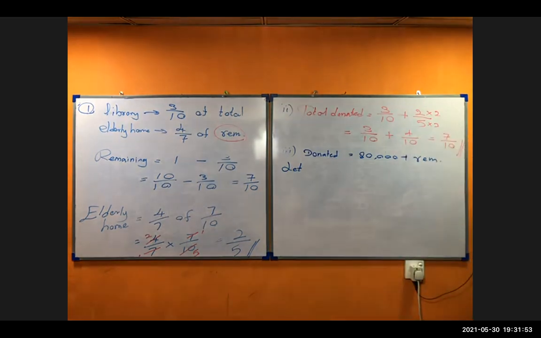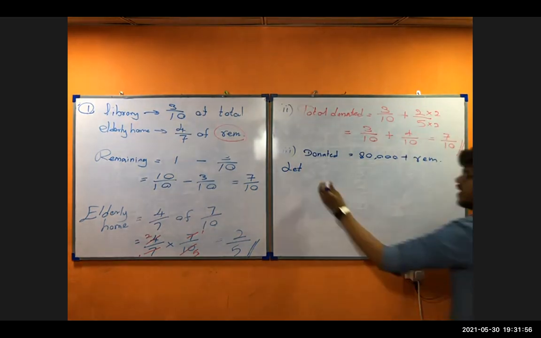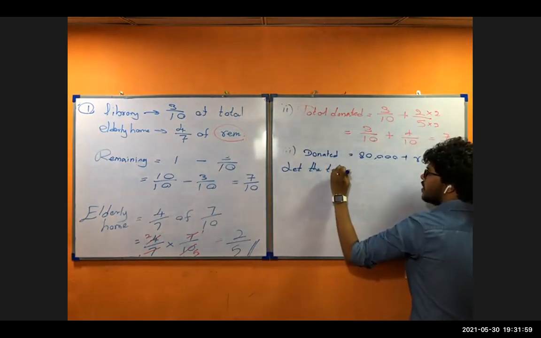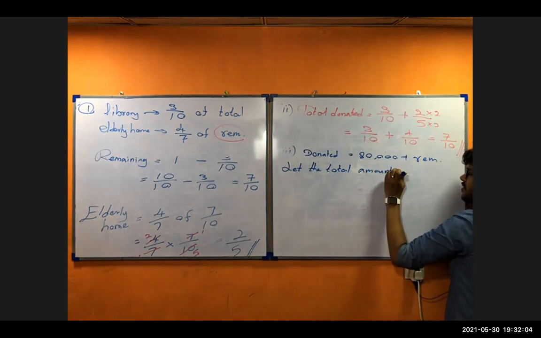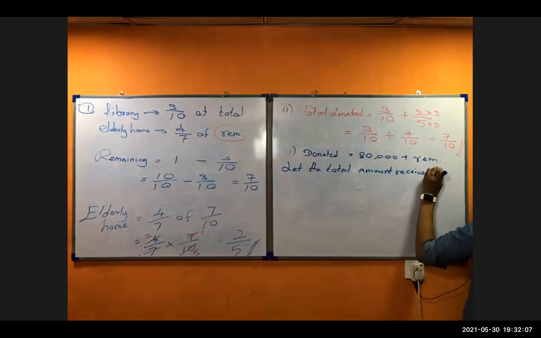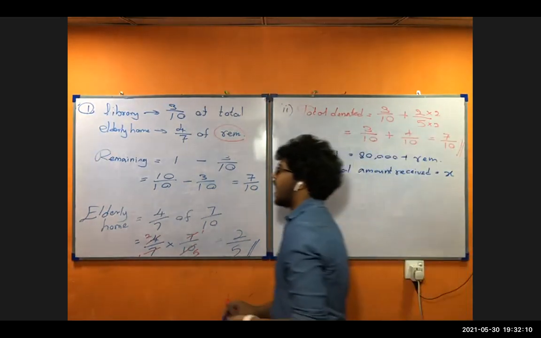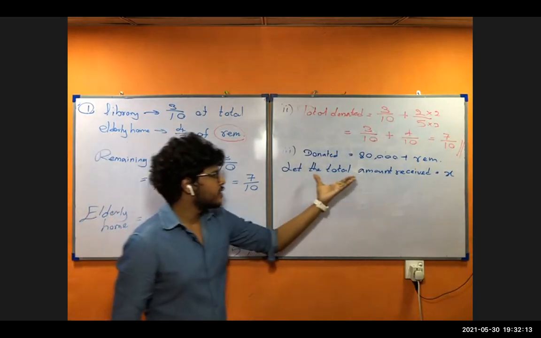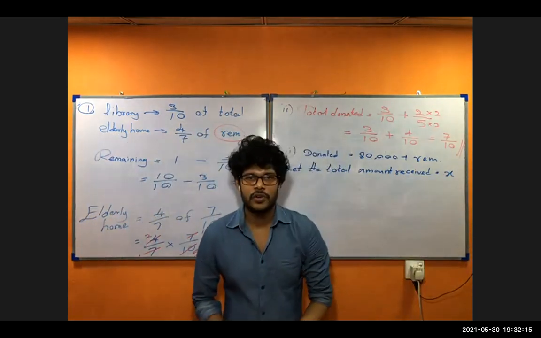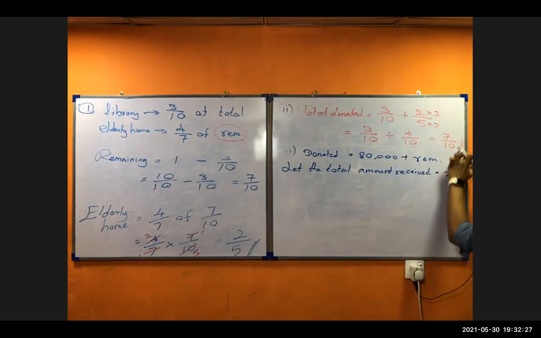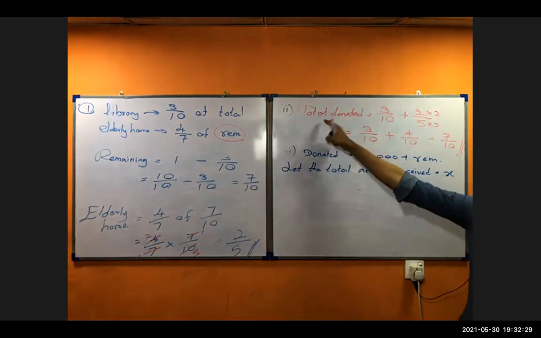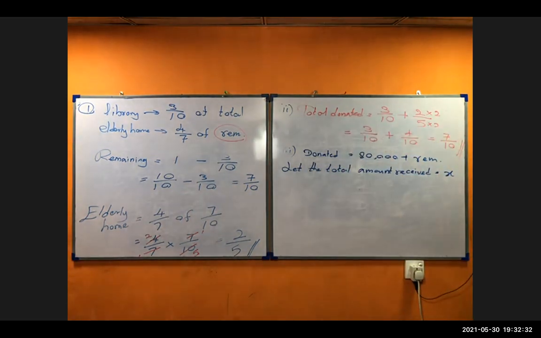Let the total amount received be equal to X. So I am going to assume the total amount received is X. If I can find the value of X, I'm done. So if it is X, what is the total amount donated? Donated is going to be 7/10. We already found the total fraction. The fraction of amount that is donated is 7/10.